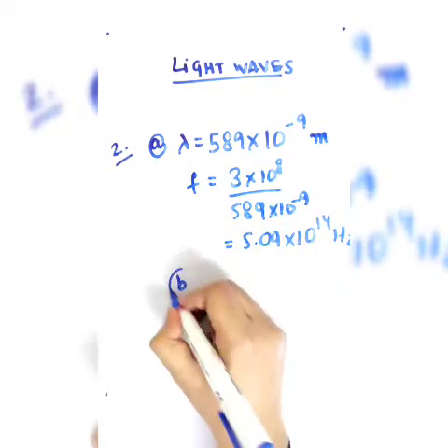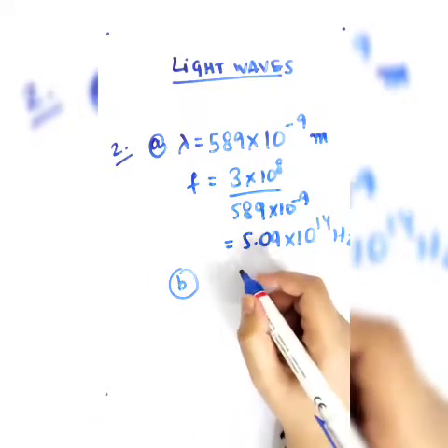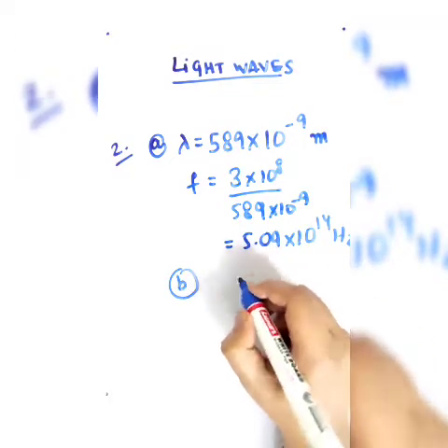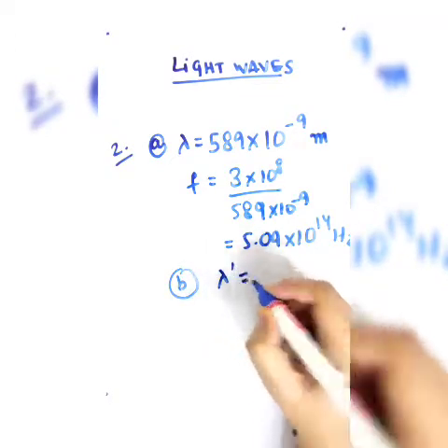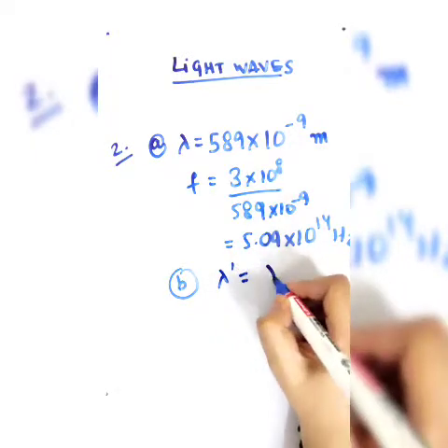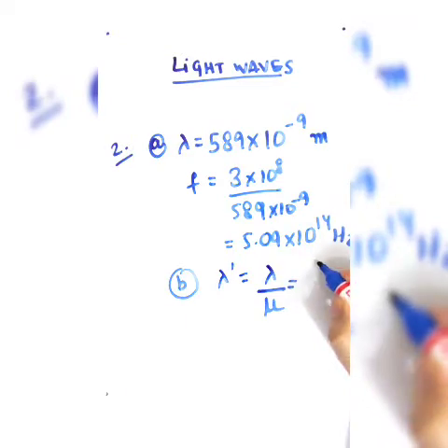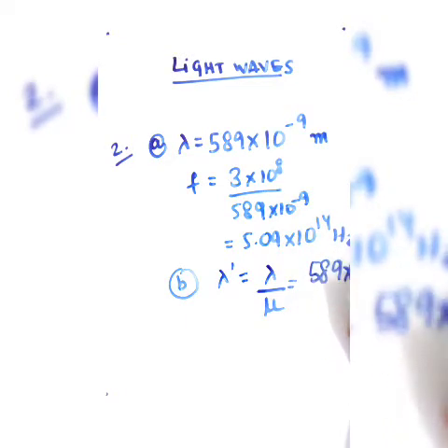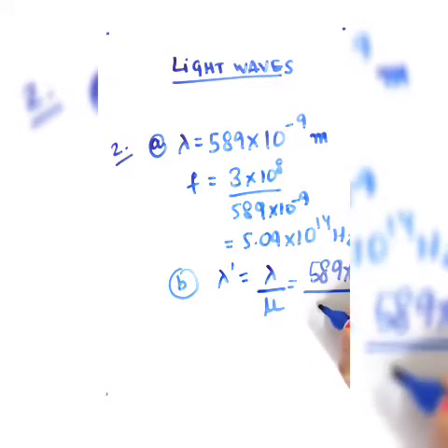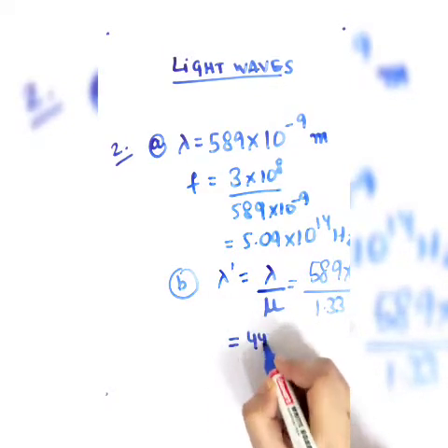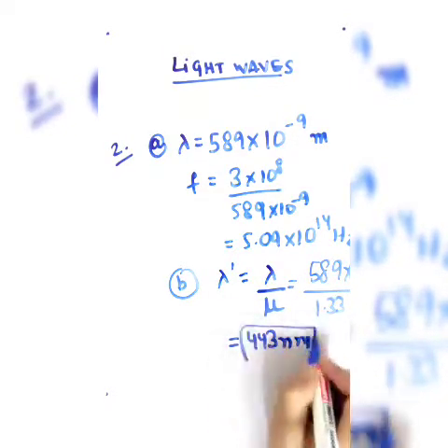Now coming to the second part. In this we are asked to find out the wavelength in water. So we know that new wavelength would be old wavelength divided by mu. So substituting all the values given in the question, divided by 1.33, we will get the value as 443 nanometers.